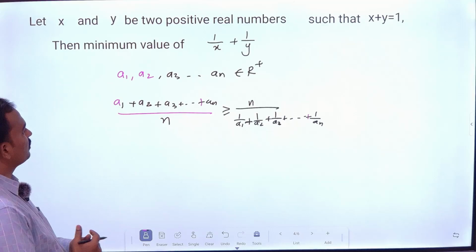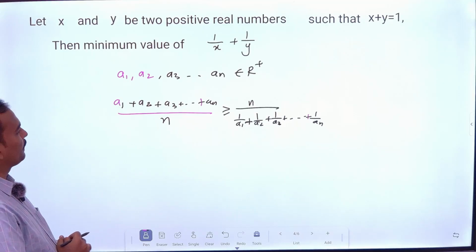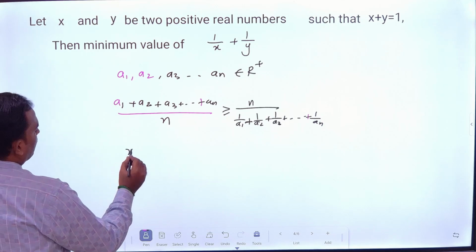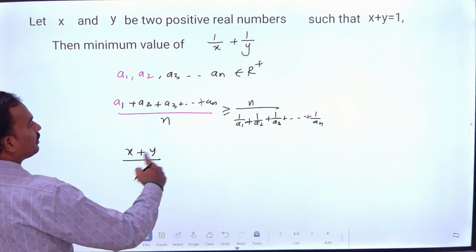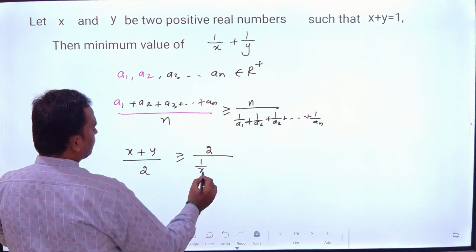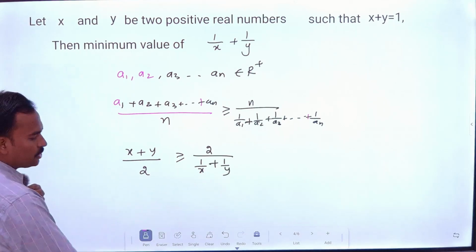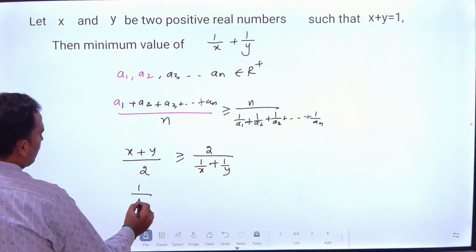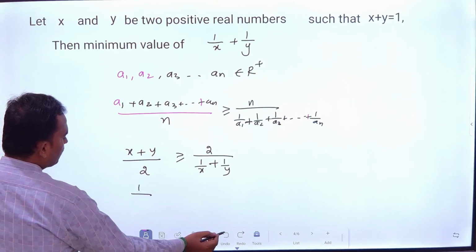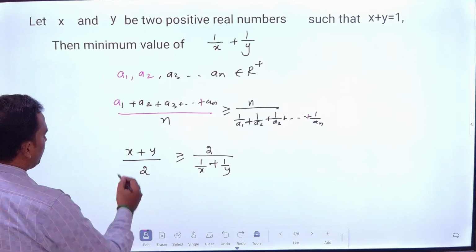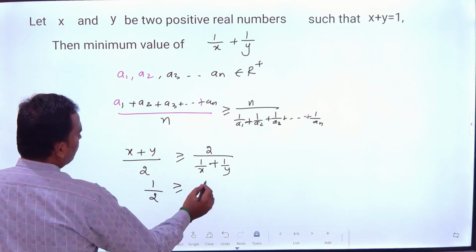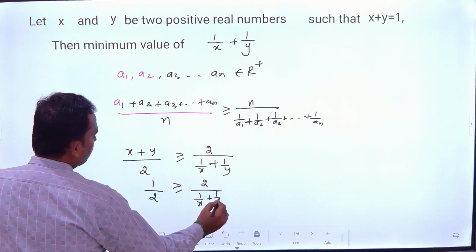So we already know the relation between the arithmetic mean and the harmonic mean. Let us take A1 as x and A2 as y. x plus y by the number of terms, here 2, is greater than or equal to 2 divided by 1 by x plus 1 by y. Now, before cross multiplying, x plus y is equal to 1 is given to you, so you can use that. So 1 by 2 is greater than or equal to 2 divided by 1 by x plus 1 by y.